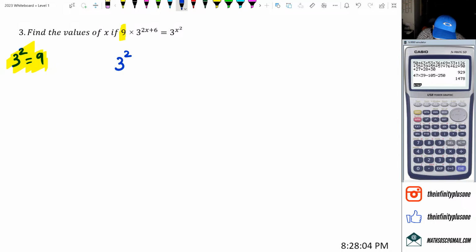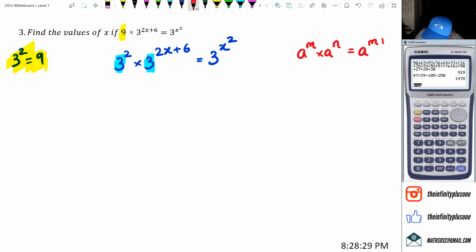So when we do that, we're going to get 3 squared times 3 to the power of 2x plus 6 equals 3 to the power of x squared. With that in mind, when we have two bases that are the same, we'll combine the two powers. We've got to add them up, because if you remember, a to the power of m times a to the power of n is a to the power of m plus n. So we're going to go 3 to the power of 2 plus 2x plus 6 equals 3 to the power of x squared.